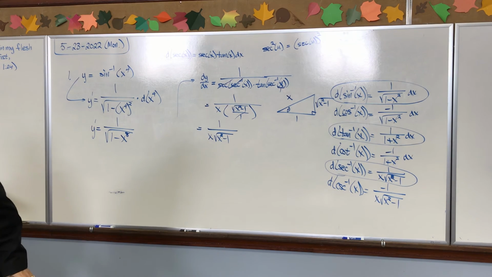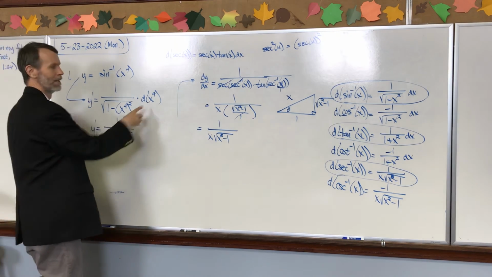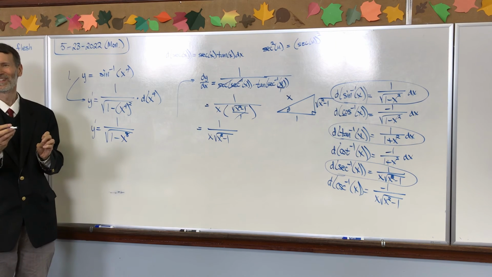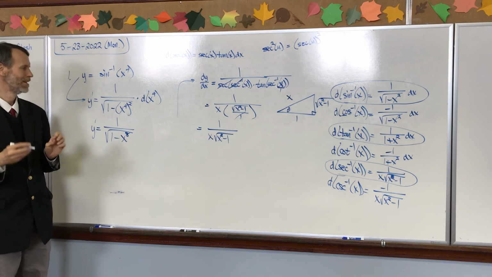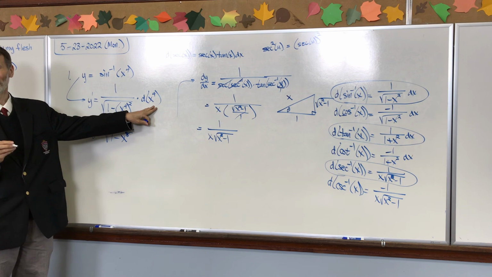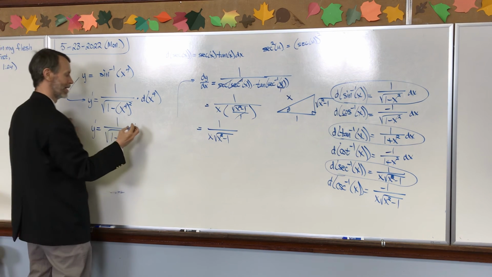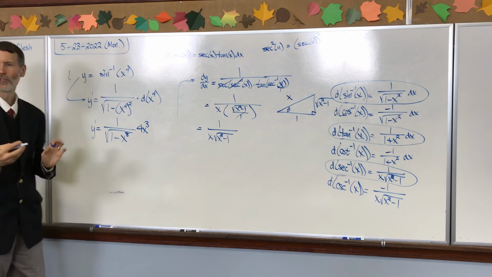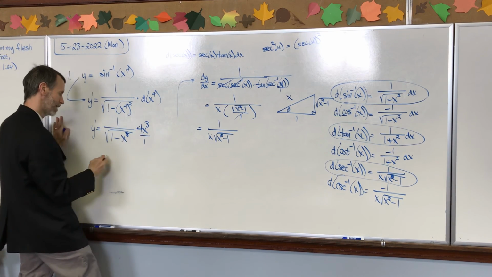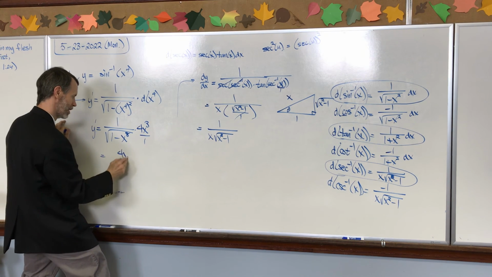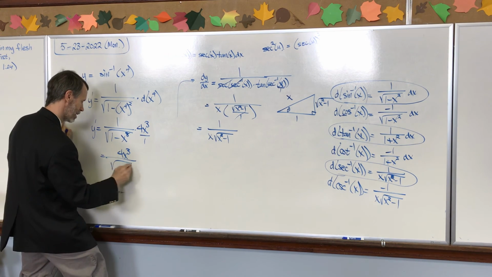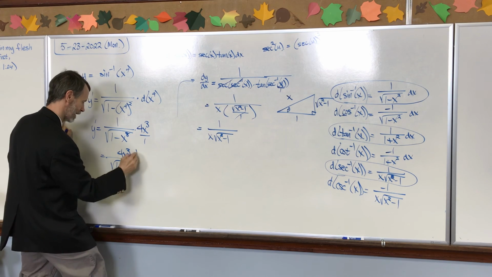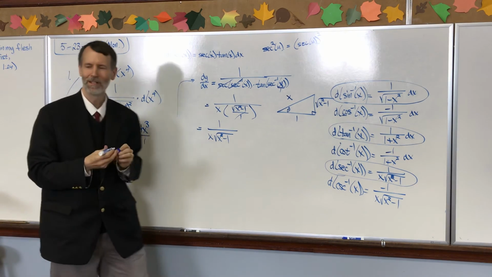Don't work hard there. It's an old-fashioned problem. What's the derivative of x to the 4th? 4x to the 3rd. Here's your final answer: 4x to the 3rd on top, over radical 1 minus x to the 8th. That's the end of the problem.